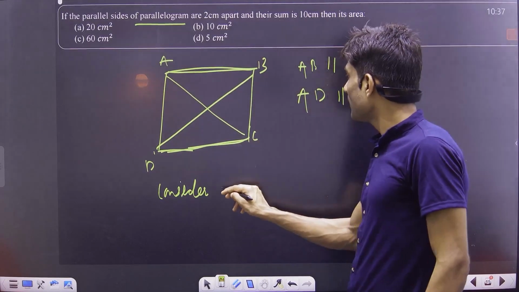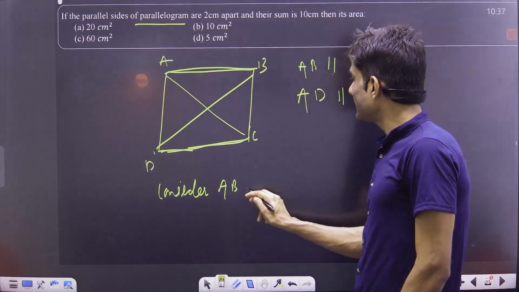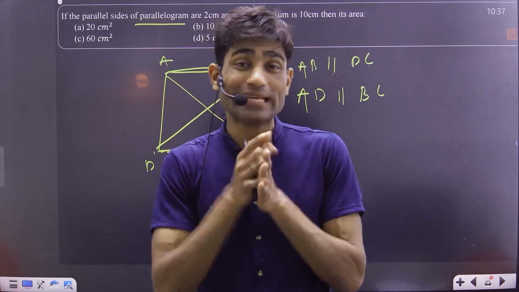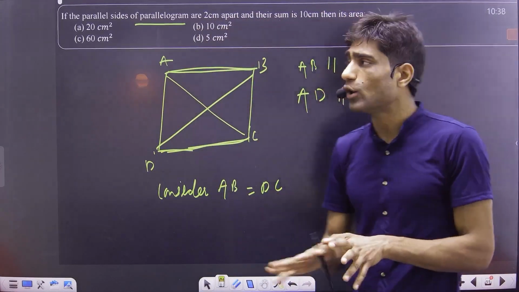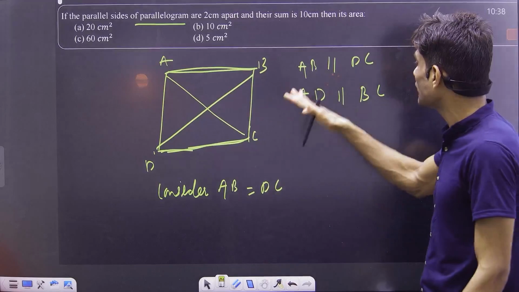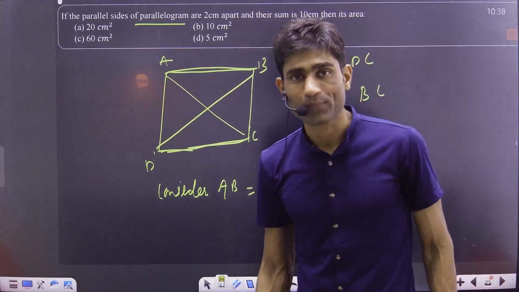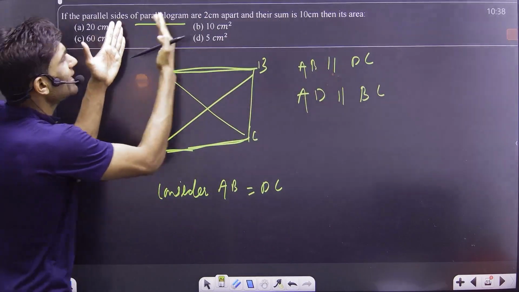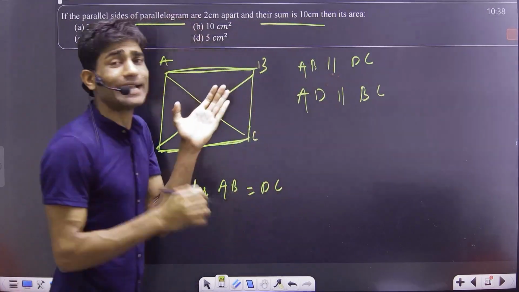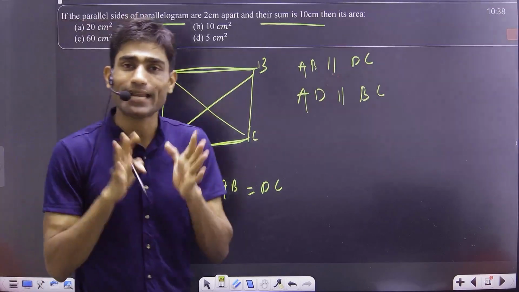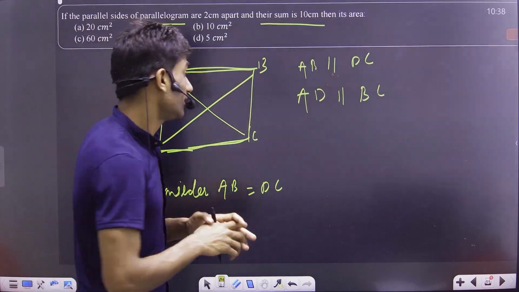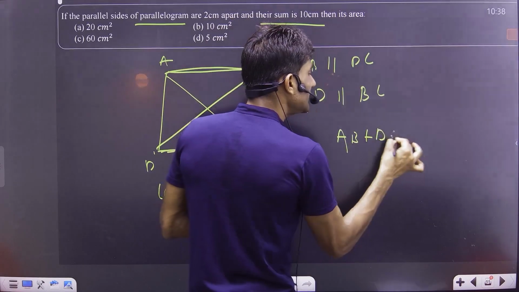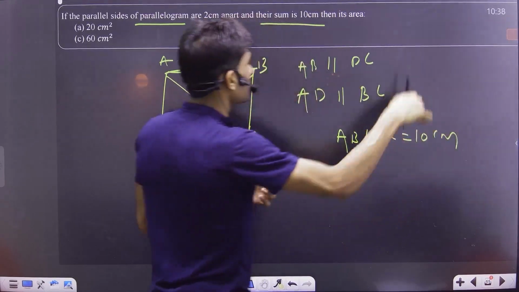So consider line segment AB equal to line segment DC. In the case of a parallelogram, these two sides are equal because they are parallel. And the next condition we have here: the sum of these two sides is 10 centimeter. That means AB plus DC is equal to 10 centimeter.